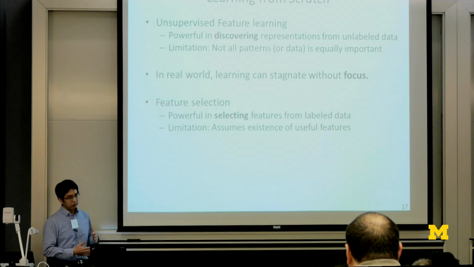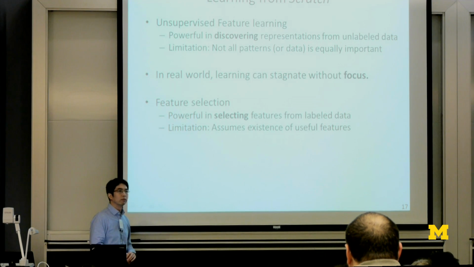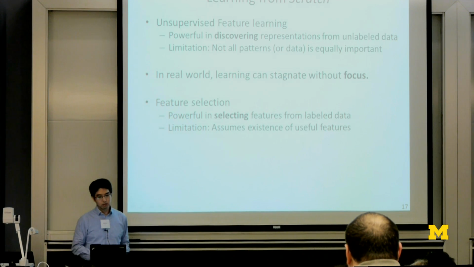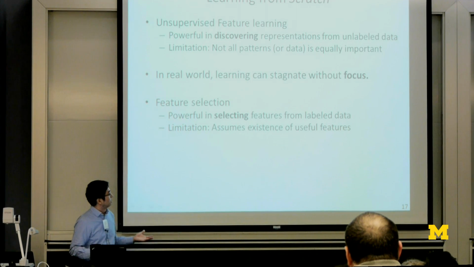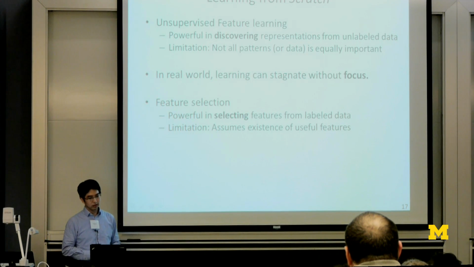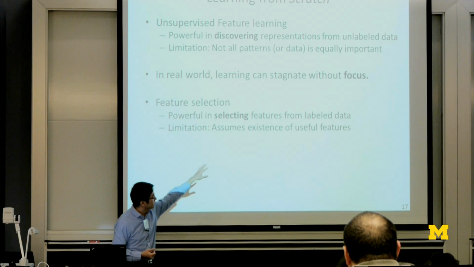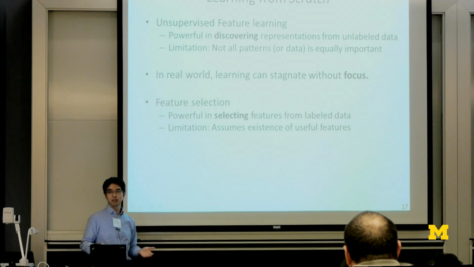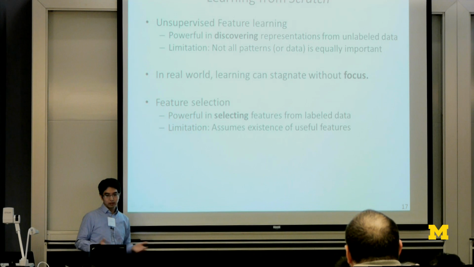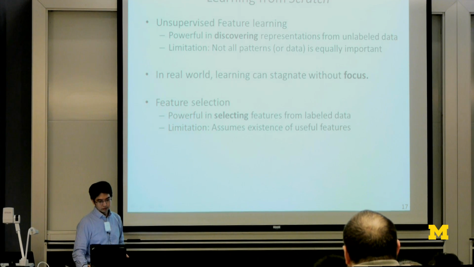So we can think about an alternative approach, for example, feature selection. Feature selection has been a very powerful workhorse in machine learning. Basically, it can select a subset of features from a huge number of features that may contain irrelevant features. The limitation is that feature selection algorithms assume the existence of useful features. So if you just start from nothing, there's not much you can do, because feature selection assumes that there exist some good features.